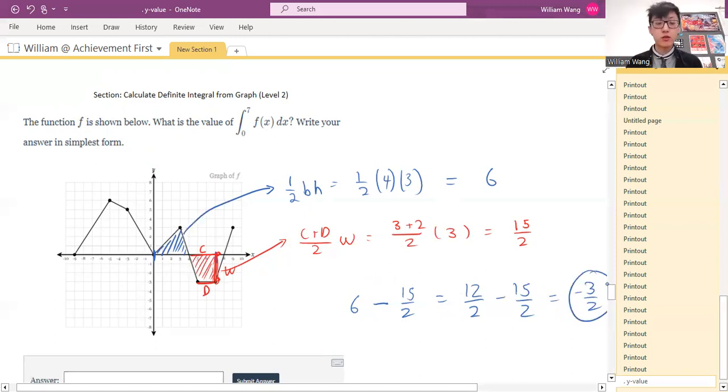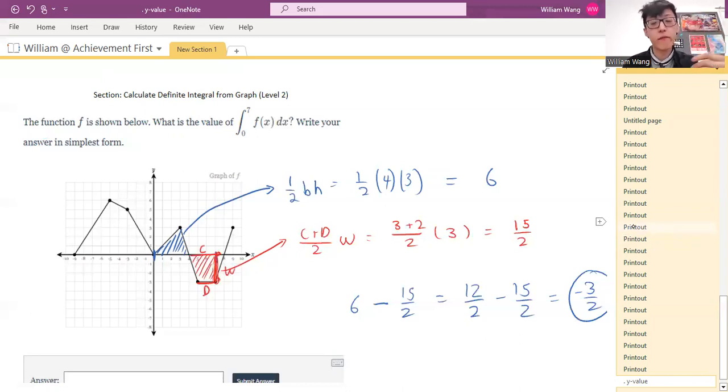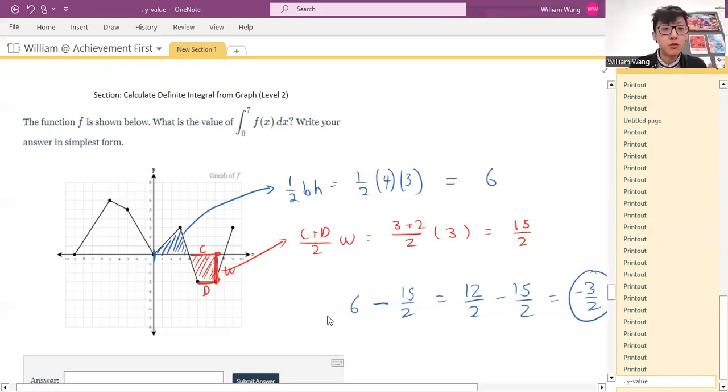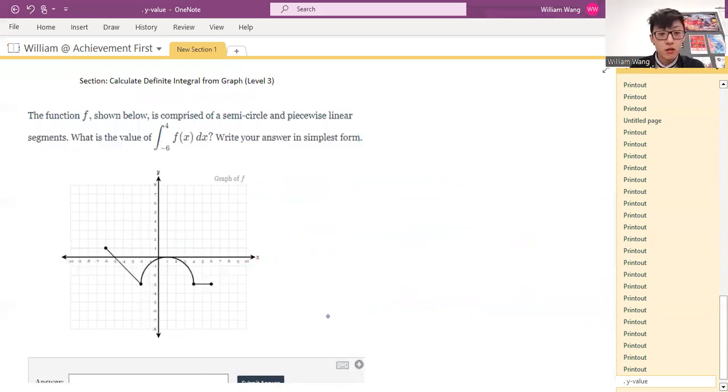All right. So again, take it slow. We only know a couple area formulas, right? So apply those area formulas, note whether it's positive or negative, and that is it, essentially. All right, let's move on to the definite integral graph, level 3.